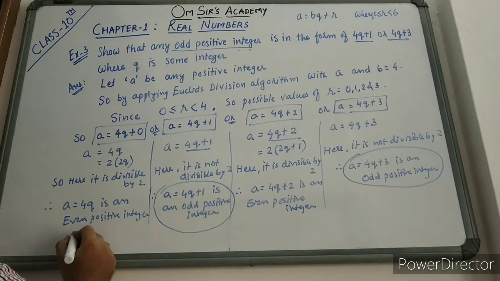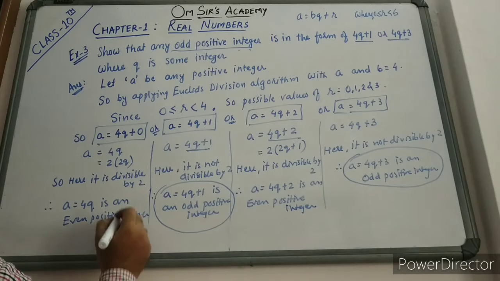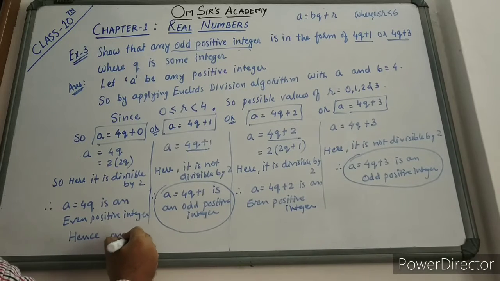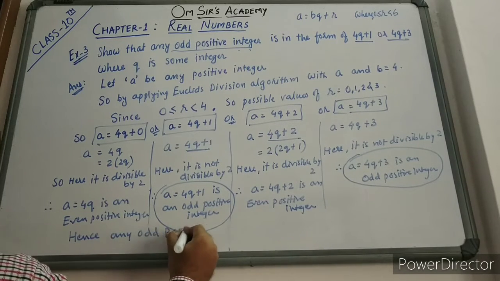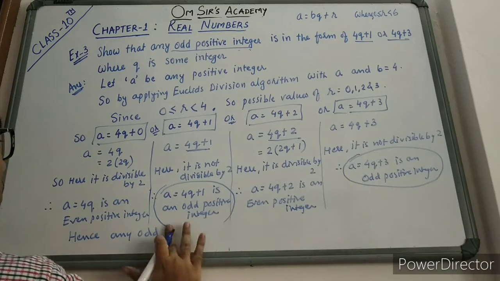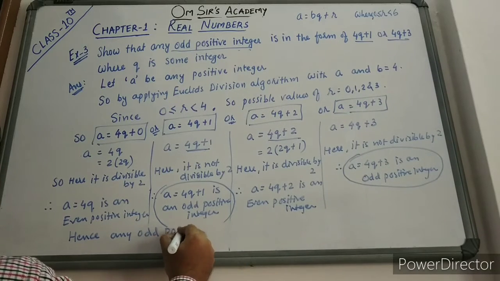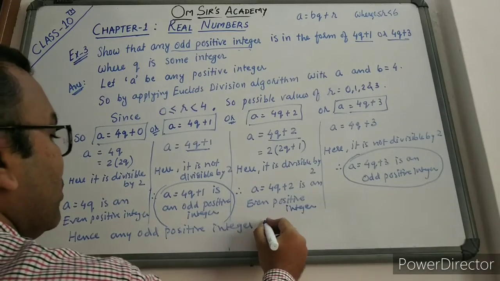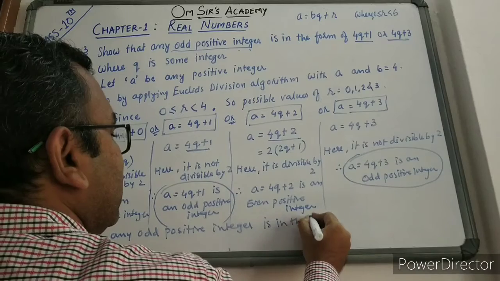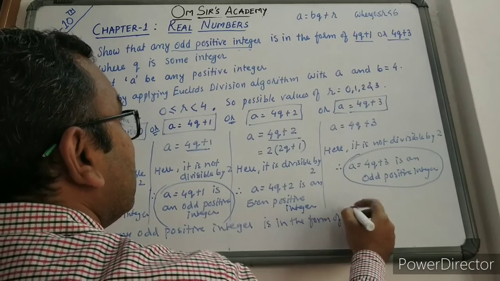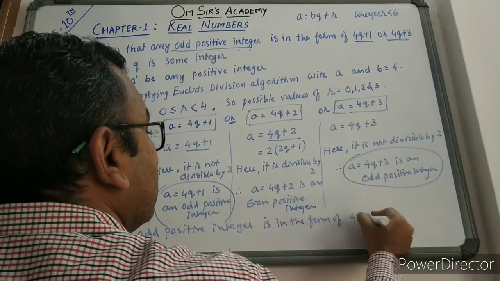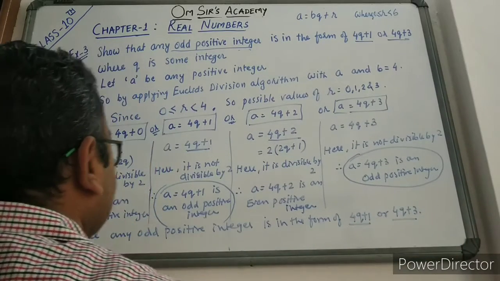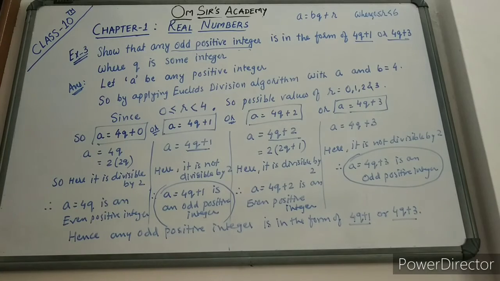Hence we can say that any odd positive integer is in the form of 4q plus 1 or 4q plus 3. Is it clear? So this is the way we proved it.